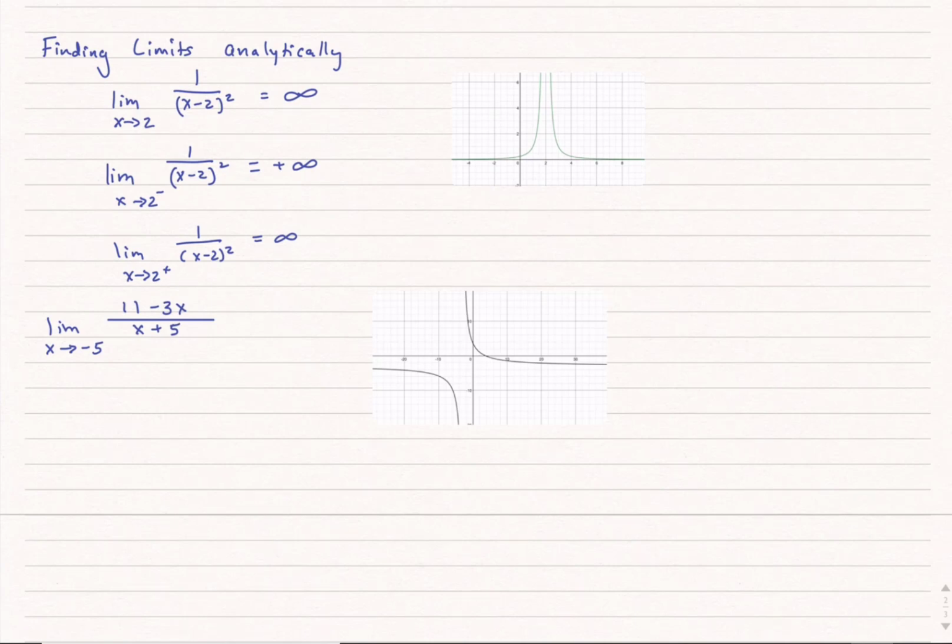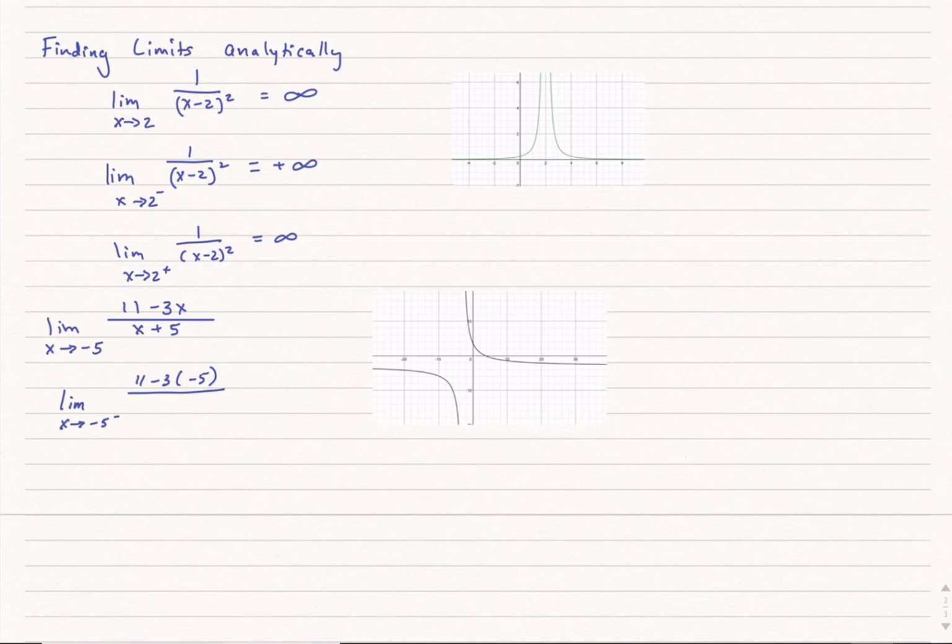Let's look at a second example. Let's look at the limit as x approaches negative 5 of (11 minus 3x) divided by (x plus 5). Again, we're going to be doing these without the graph, but I like to show the graph to show how it would look if we had examined this graphically. Let's first look at as x approaches negative 5 from the left-hand side.